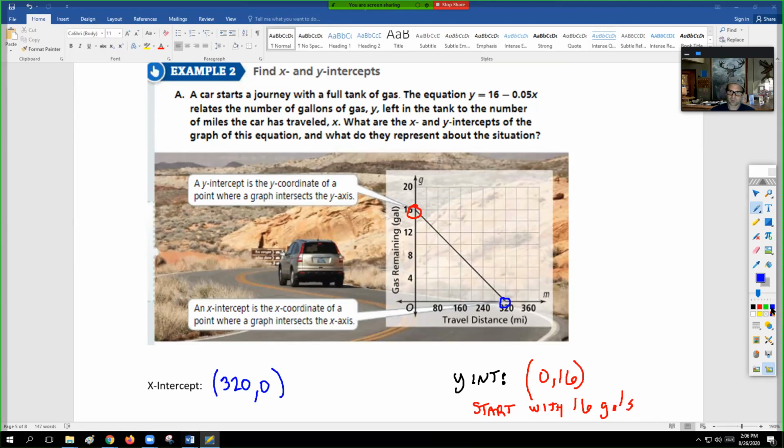Now, what does 320 mean? Well, 320 is miles, 0 is gallons in the car. All right, so if we don't have any gallons in the car, we've gone 320 miles, so we can go 320 miles on a full tank.